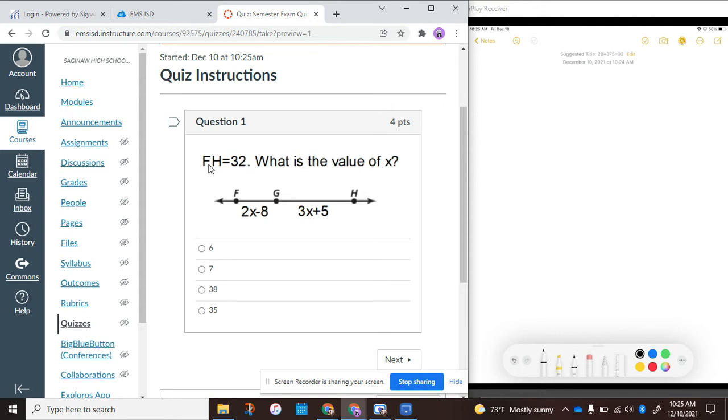Okay, so it tells us that FH, the distance from F all the way across to H, is 32, and it gave us these two pieces of that line segment. It split it into a smaller piece on the left and a longer piece on the right. It tells us that the length of the whole thing is 32.